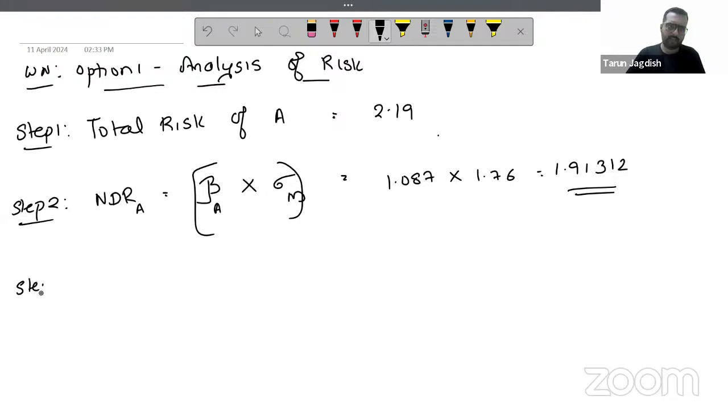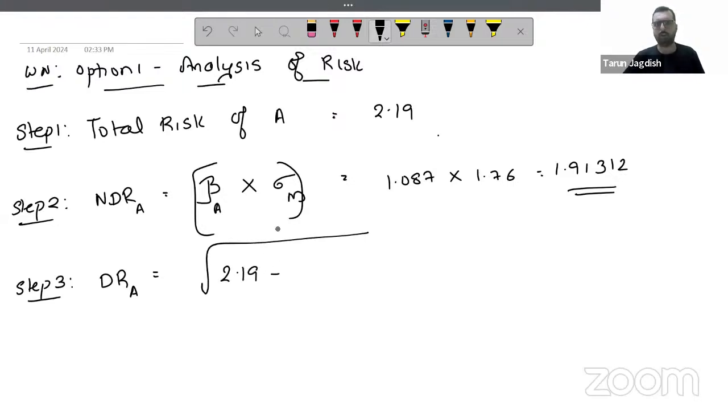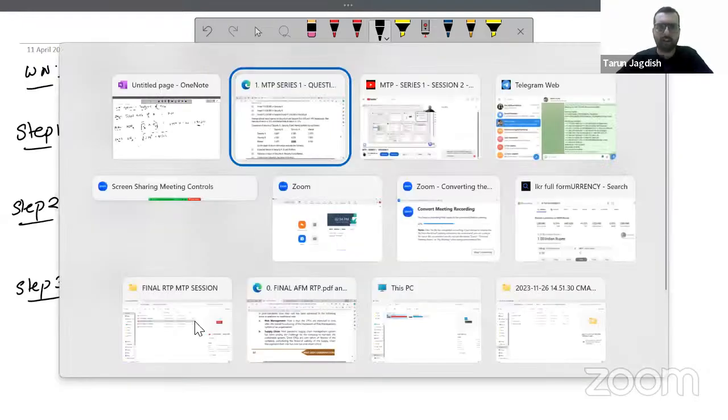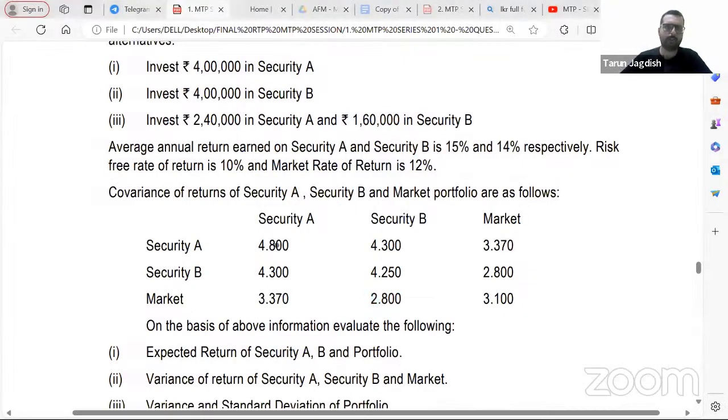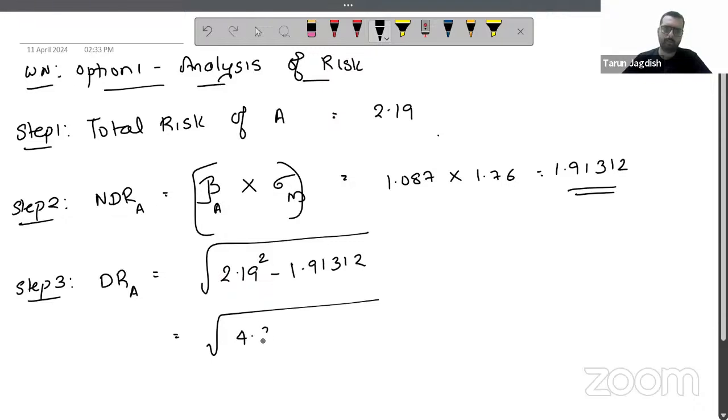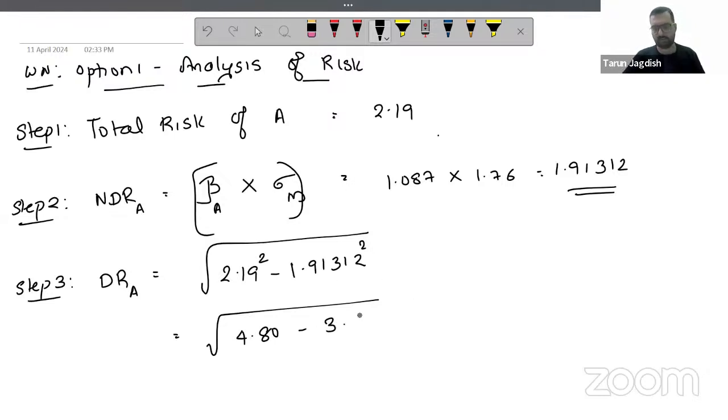Correct? Therefore, step number 3 will be what? Diversifiable risk of A. That will be the square root of total risk of A squared minus 1.91312 squared. Am I right? So I think 2.19 square is directly given over here. That is 4.8. It will be the square root of 4.8 minus 1.91312 squared. It will be 3.66.